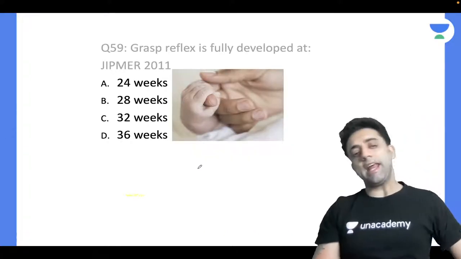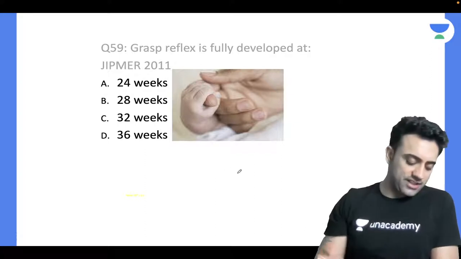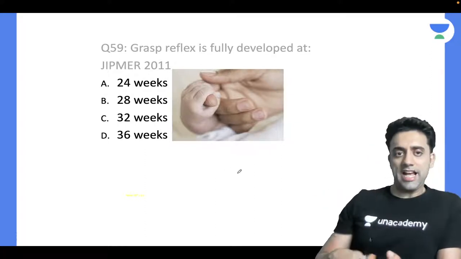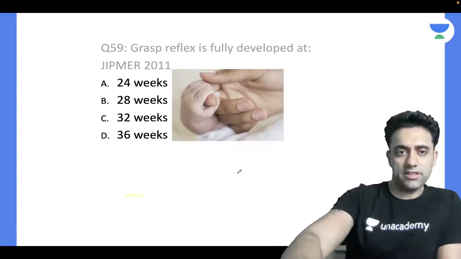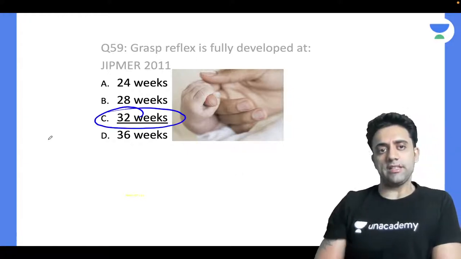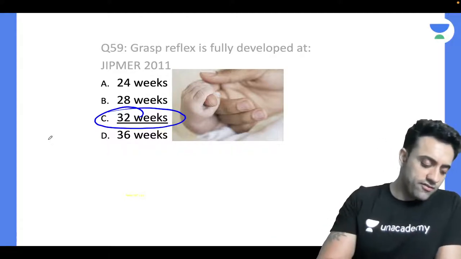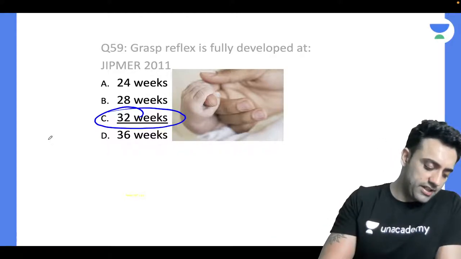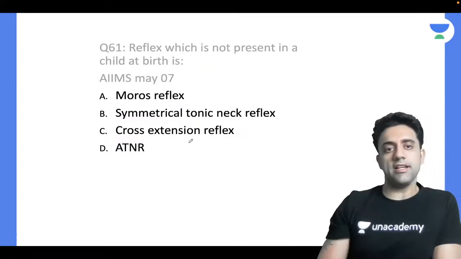Grasp reflex. Grasp reflex is fully developed by A, B, C, D, for both palmar and plantar grasp. The best answer for this question is roughly 32 weeks. The grasp reflex fully develops by 32 weeks.